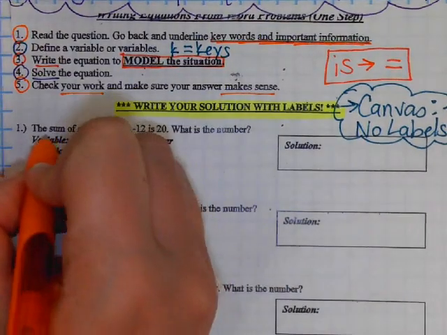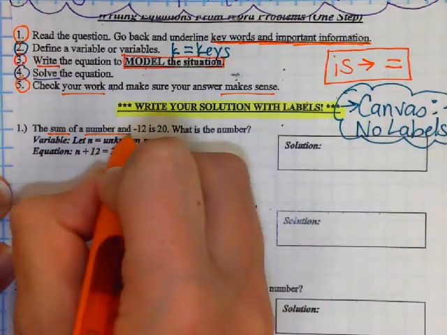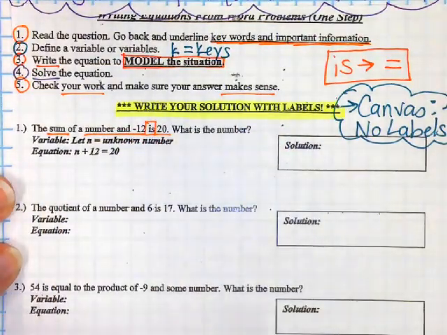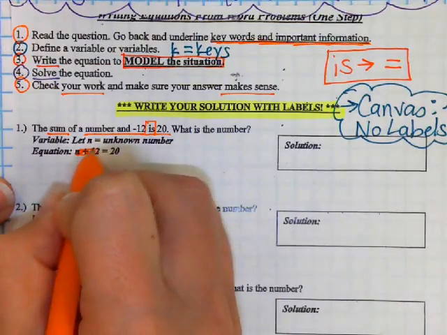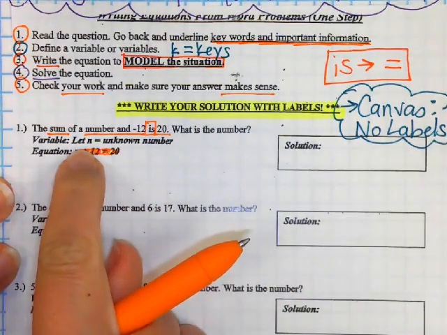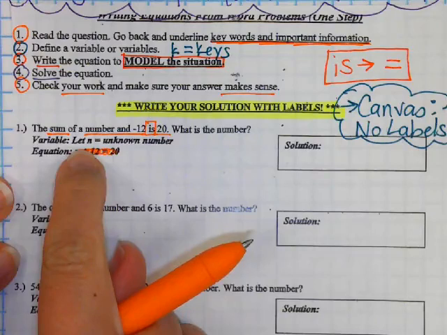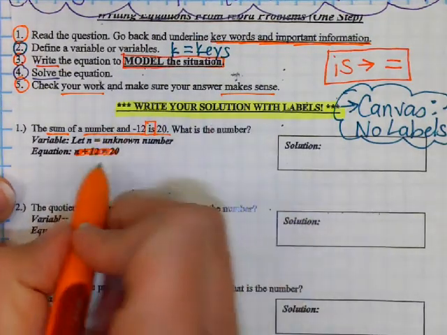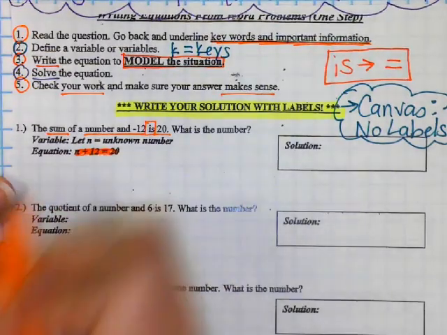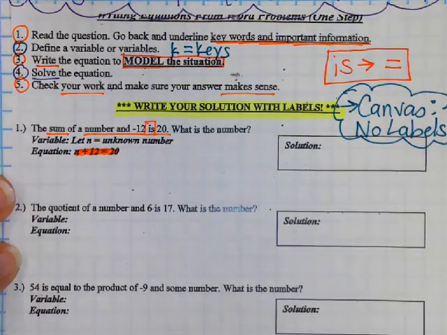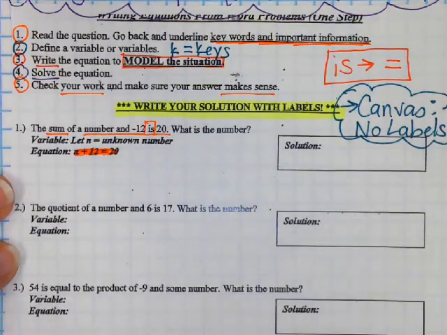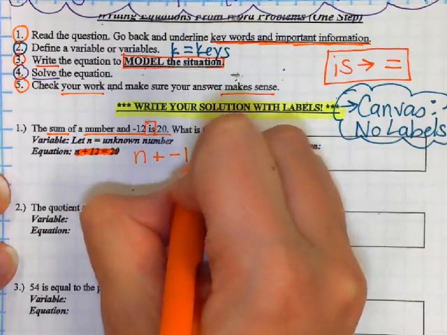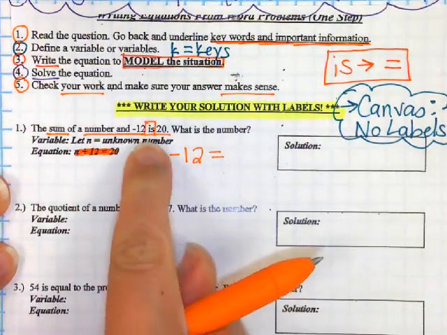The sum of a number and negative 12 is 20. What is that number? Well, the variable's already defined for you for this one. N is going to equal the unknown number. Now we need to write an equation. This equation is actually wrong, so we're going to just cross that one out. We're going to write our equation. So the sum. Sum means I'm adding. I'm adding a number and a negative 12. And it needs to equal, or is, 20.